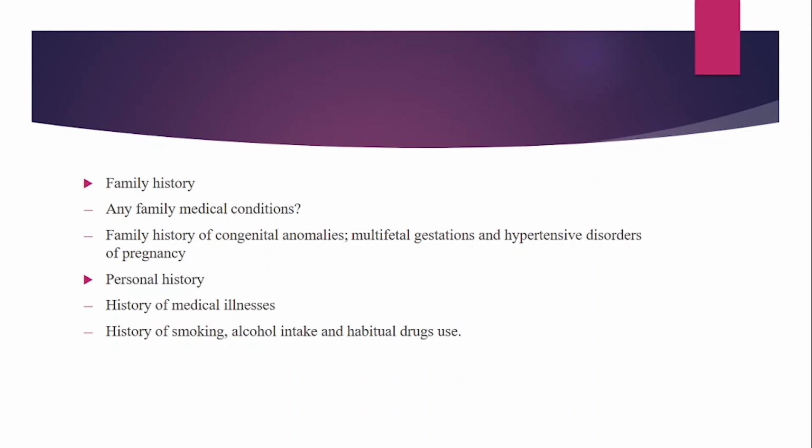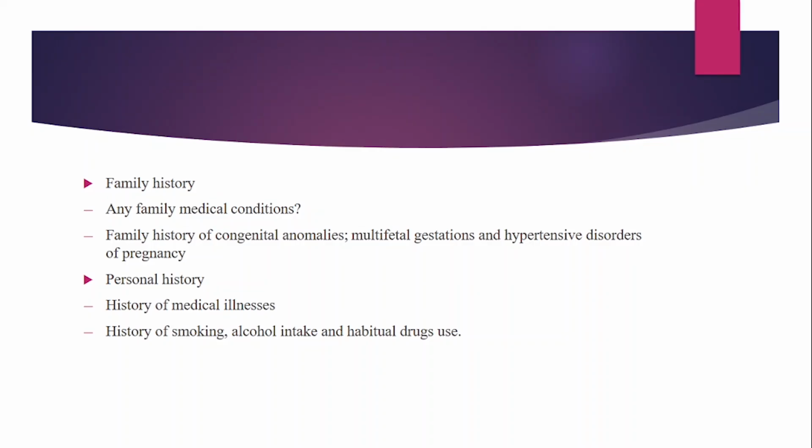Then you need to take important family history. Is there any family medical condition? Some people have a family history of hypertension. Some have a family history of diabetes. These are important family histories. Some of them even have sickle cell patients in the family. These are important histories that need to be taken and properly documented when they come the first time. Previous history of congenital anomalies, multifetal gestation, hypertensive disorders, all these are very, very important.